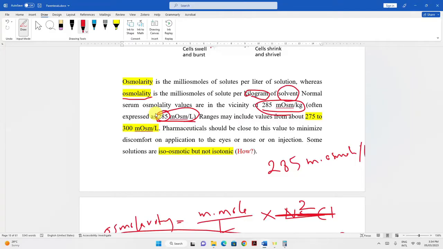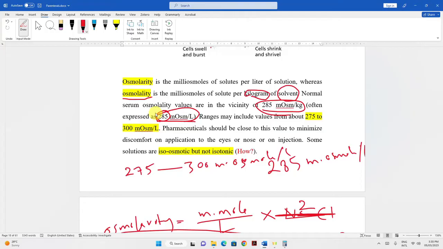That's why if your solution is from about 275 to 300 milliosmol per liter, we can consider the solution to be isoosmolar with the body fluid.